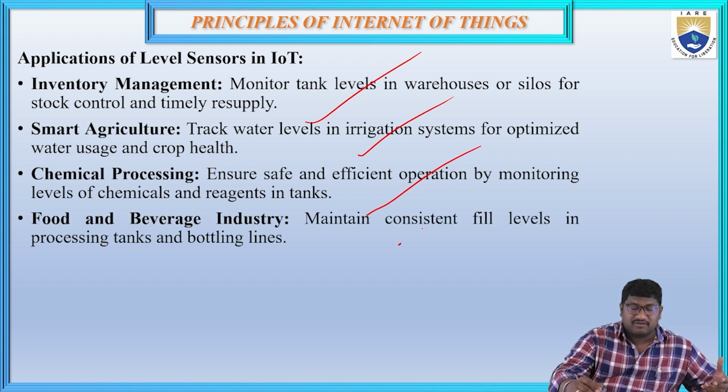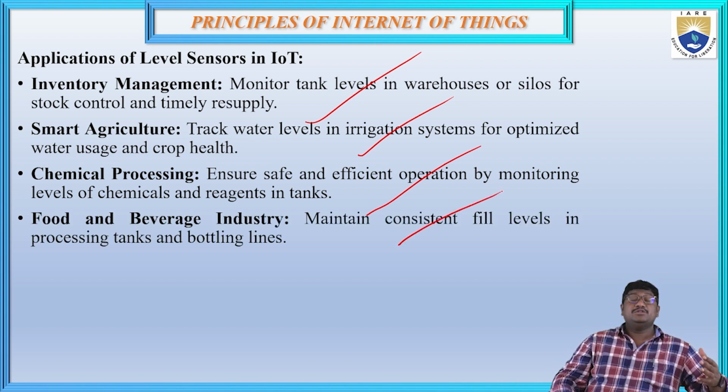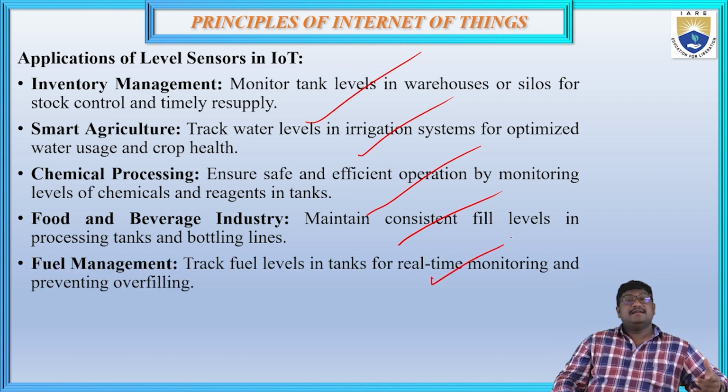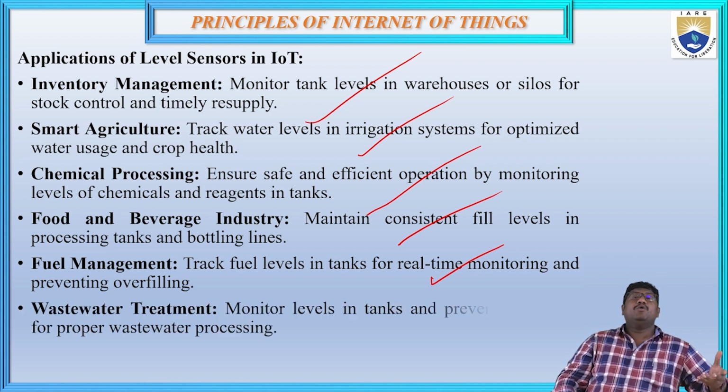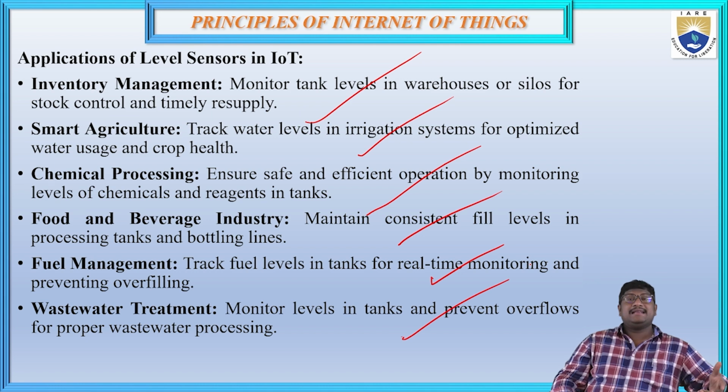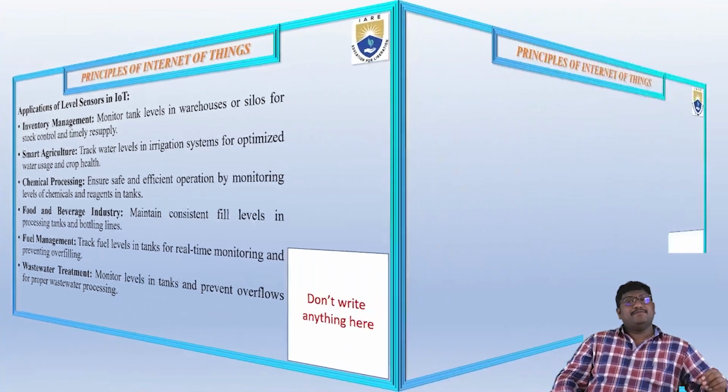And coming to the fourth one, which is food and beverage, which maintains consistent fill levels in processing tanks and bottling lines. And the next one is fuel management. Track fuel level in the tanks for real-time monitoring and to prevent overfilling. And next one, water and waste treatment. Monitoring levels helps you prevent overflow of water in waste processing. These are the different kinds of applications where level sensors are used in our IoT system.